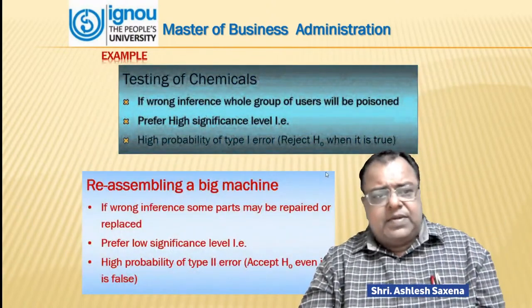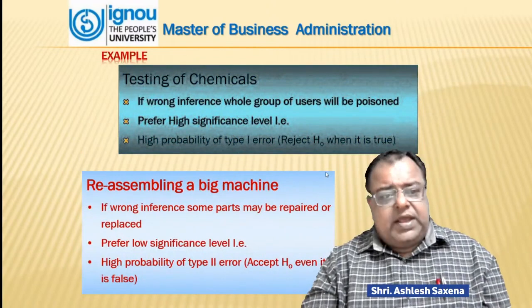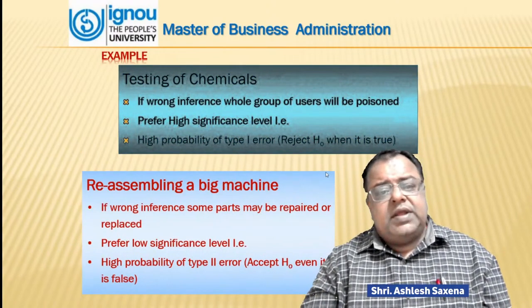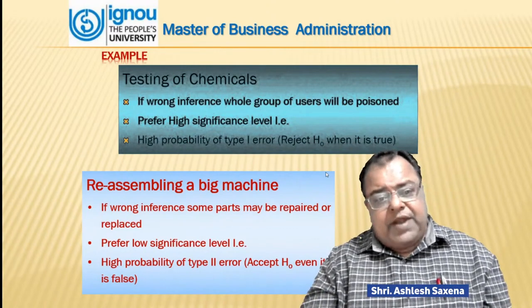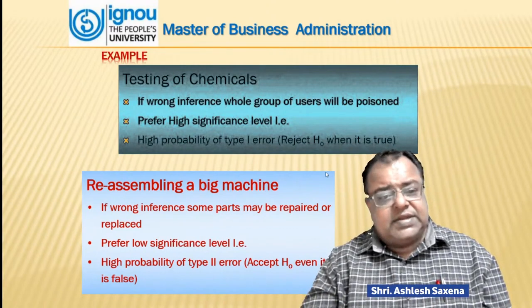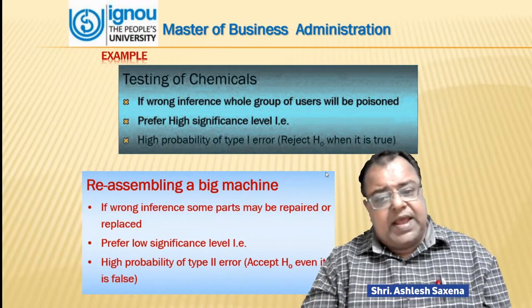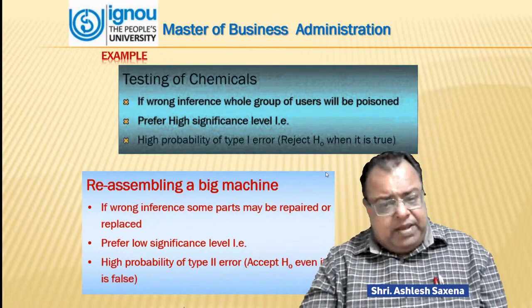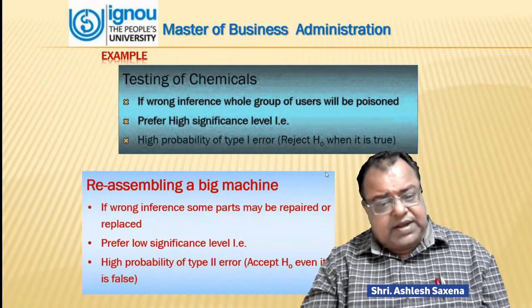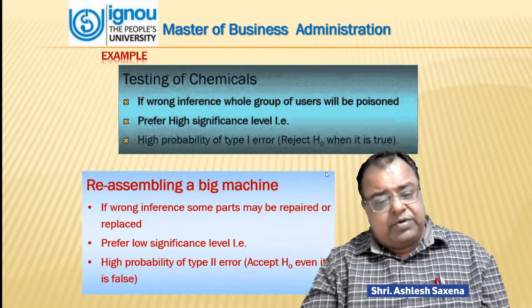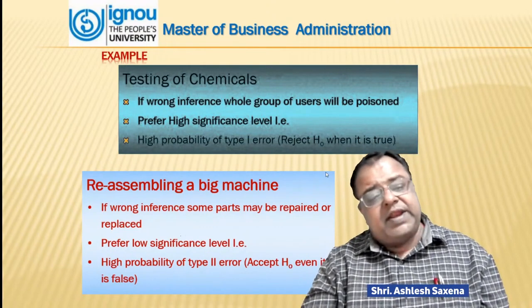We take up examples. Testing of chemical. If wrong inferences are drawn, the whole group of users will be poisoned. Prefer a high significance level, that is, high probability of type 1 error, and reject H naught when it is not true. Reassembling a big machine. If wrong inferences are drawn, some parts may be repaired or replaced. Prefer a low significance level over here, that is, high probability of type 2 error, that is, accept H0 even if it is false.